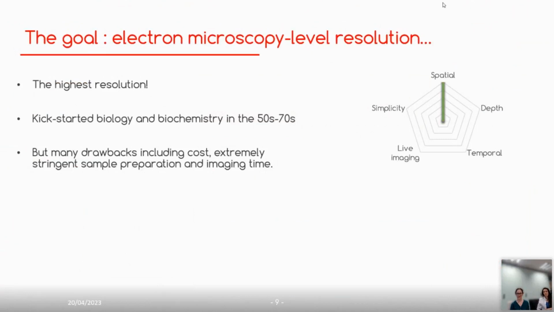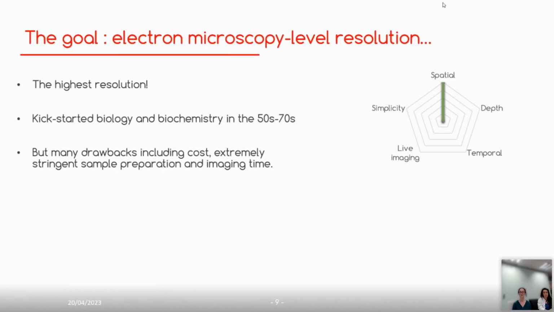So as I said, the goal is to reach electron microscopy level resolution. With electron microscopy, you can have a nanometric resolution, which can't be accessible for now with live microscopy. And despite being a quite old technique, it is still widely used for everyday studies, independently of the field in biology. But it has many drawbacks, especially the cost and the really heavy sample preparation and imaging time, and you need to have access to electron microscopy facilities to be able to take your images.